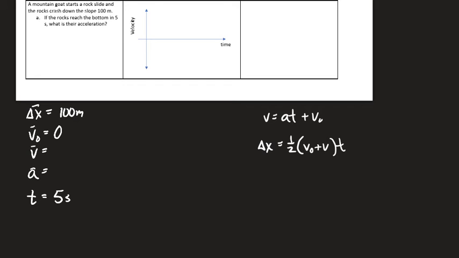I think we can figure some stuff out here, don't you? Not only do I think you can figure out the acceleration, but I'm pretty sure you can figure out how fast they're going when they reach the bottom too. And let's just take a look. I've got V equals A times 5 plus 0. No help there, right? And I've got delta x equals 1/2 (0 plus V) times 5. Not a whole lot there either. And there's 2 unknowns in both.